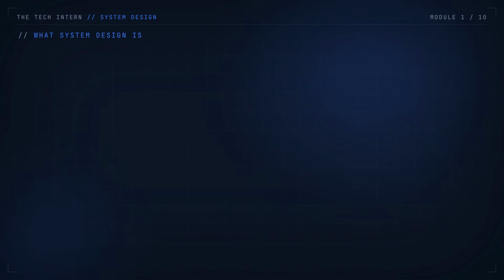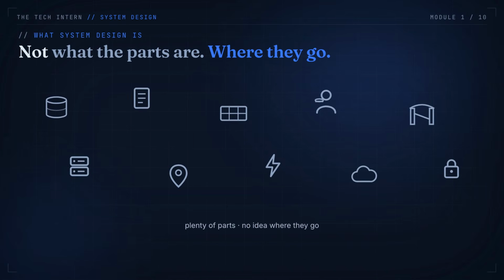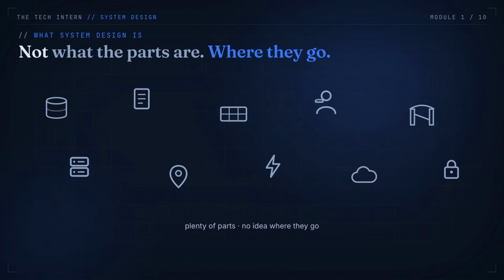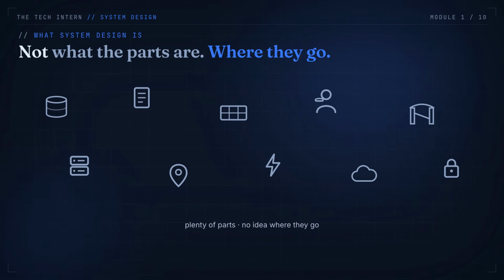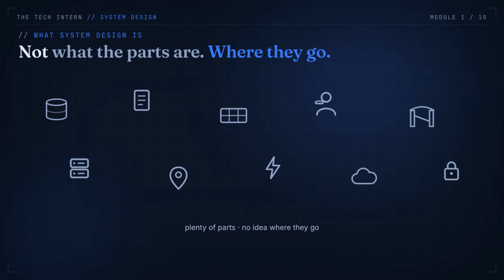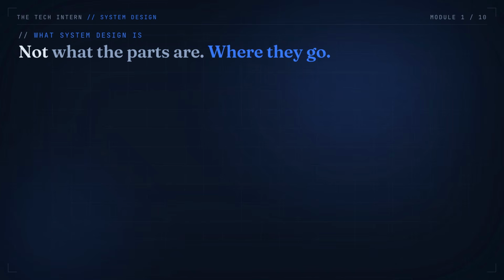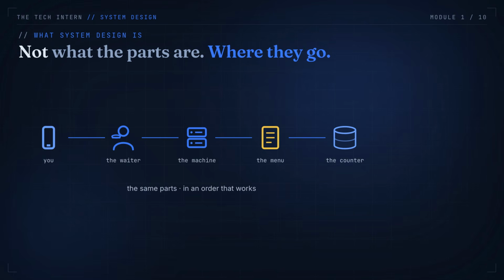Here's the thing nobody tells you at the start. There are dozens of tools out there. Databases, caches, load balancers, queues, CDNs. Learning what each one is, that's the easy part. You could read all the definitions this afternoon. The actual skill is knowing which of them you need, where to put it, and what it costs you to add. That's system design. Choosing the right pieces and putting them in the right places to solve a real problem.